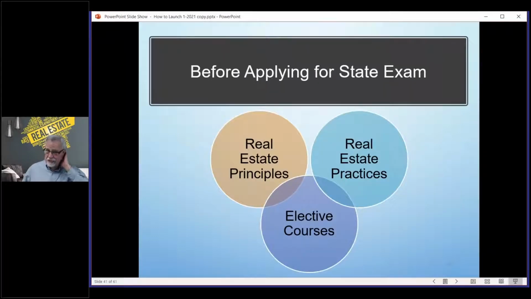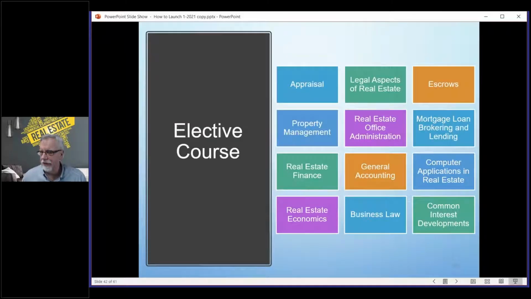Before you can take the state exam, you have to complete a college level course in real estate principles, a college level course in real estate practices, and an elective course. The elective can come from anything on this list. Now, I will point out that on this list, it's accounting, economics, and business law. What that means is that if you have ever taken accounting, economics, or business law from a junior college or better, you have the 3rd course.